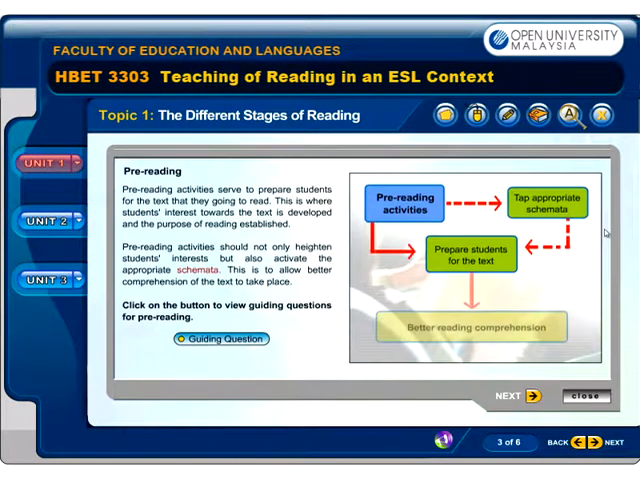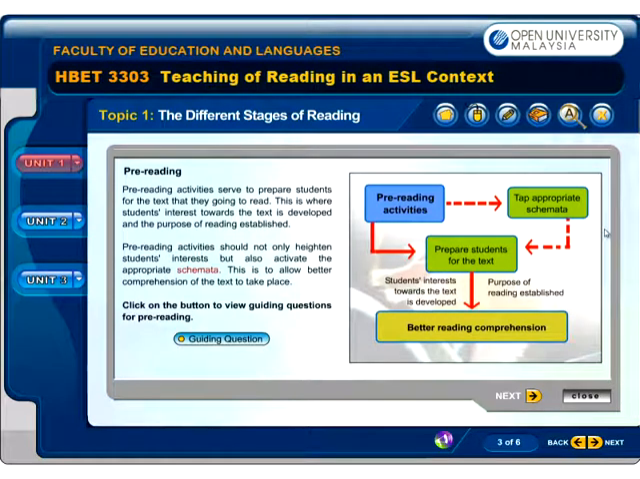Pre-reading activities serve to prepare students for the text that they are going to read. This is where students' interest towards the text is developed and the purpose of reading established. Pre-reading activities should not only heighten students' interest, but also activate the appropriate schemata. This is to allow better comprehension of the text to take place.